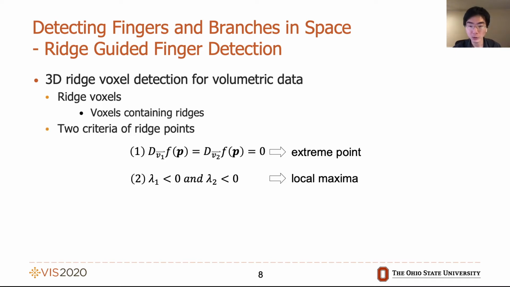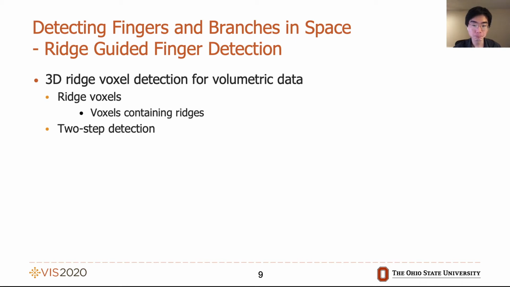Ridge points are local features that satisfy two ridge criteria. The first ridge criterion constrains the directional derivatives of density function, ensuring the detected points are extreme points. The second criterion requires two eigenvalues of the Hessian matrix defined at detected points, and constrains the two eigenvalues to be smaller than zero, ensuring the detected extreme points are local maxima in 2 dimensions.